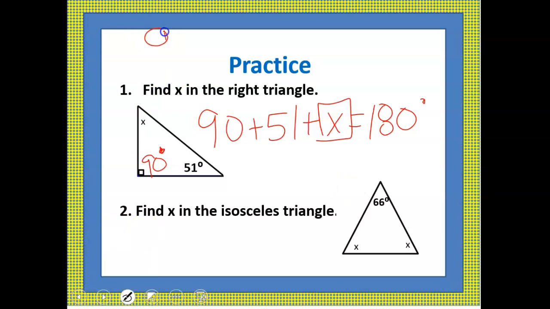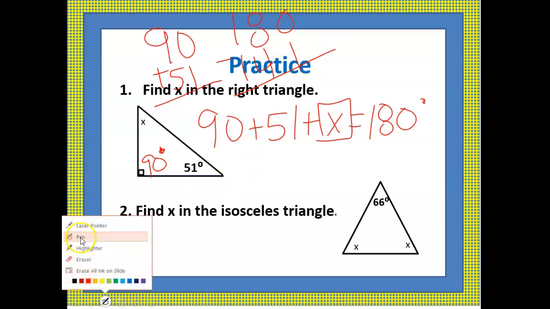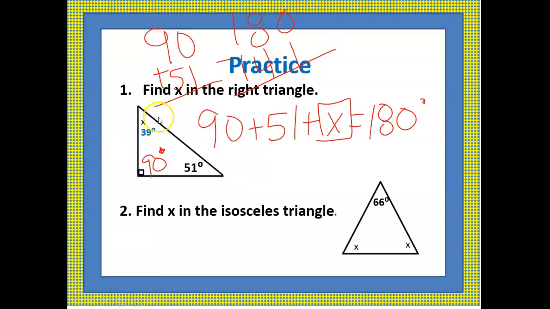Some other kids will take the two that they know, add those up, and then subtract that from 180. So that would be 141. And if you subtract that from 180, what do you guys know that you get? Right, you get 39. There's also a very algebraic way of doing this, but it just kind of turns into more or less one of the steps that we've already done.